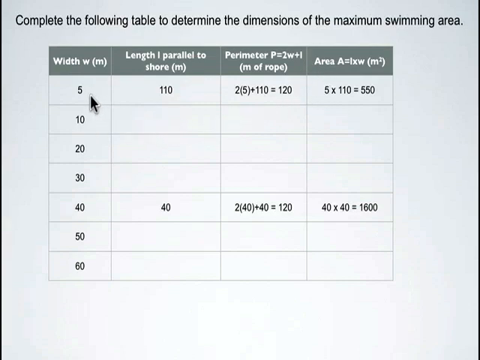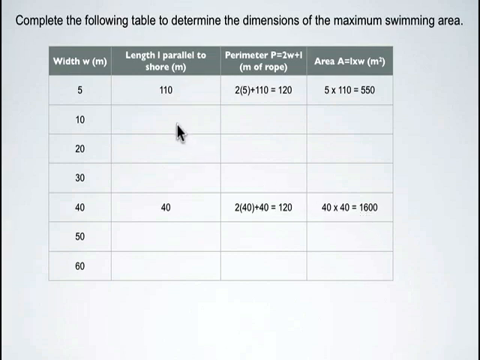You can see that the first 2 that we went through a moment ago are already done. When we had a width of 5 and a length of 110, you can see that it gives our maximum perimeter of 120, given the size of the rope that we had in the question, and the area then would be 5 times 110, which gives 550 meters squared. When we had a width of 40 meters and a length of 40 meters, we had the square. Again, it gave us 120 for our rope, and when you multiplied those two values together for the area, it gave us 1600 meters squared.